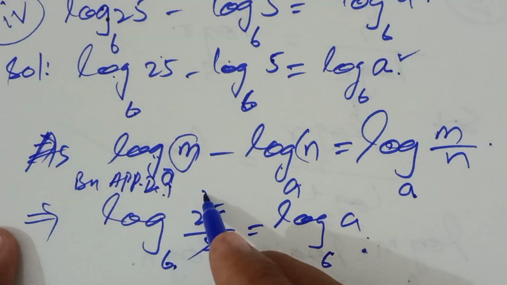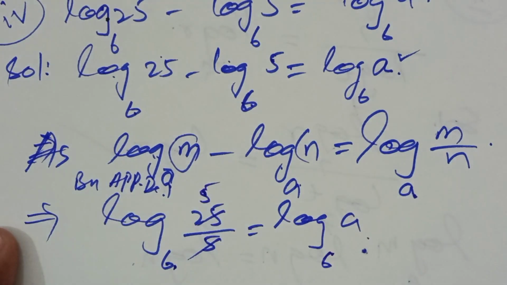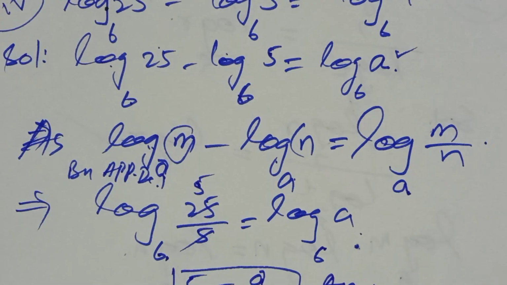So 5 divided by 25, it means 5 times is divided. So we will get 5, which is equal to a. This will be the answer. And it is the last part of question number 3, which is already clear.